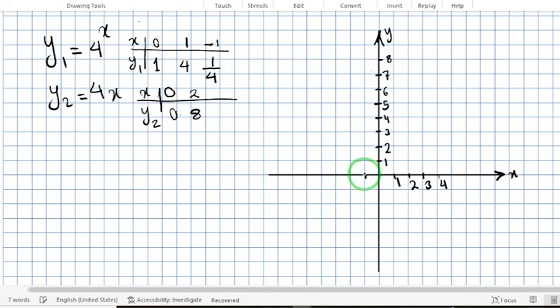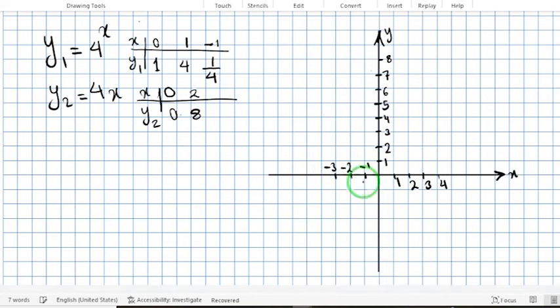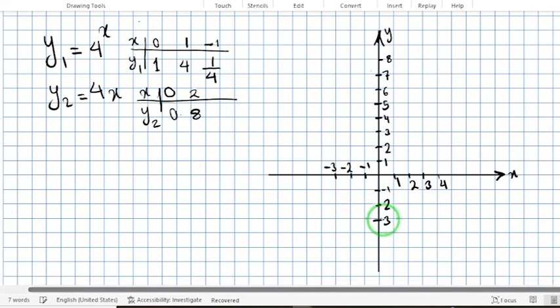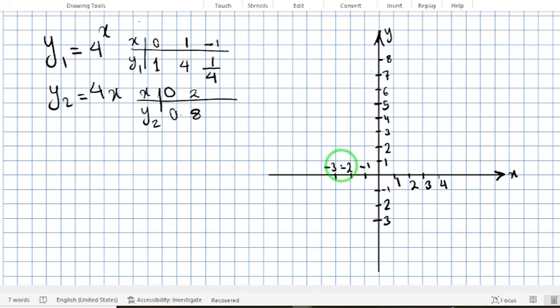On the left side here minus 1, minus 2, minus 3, and on the downside here minus 1, minus 2, minus 3. Now we draw the graph of the first exponential function here.